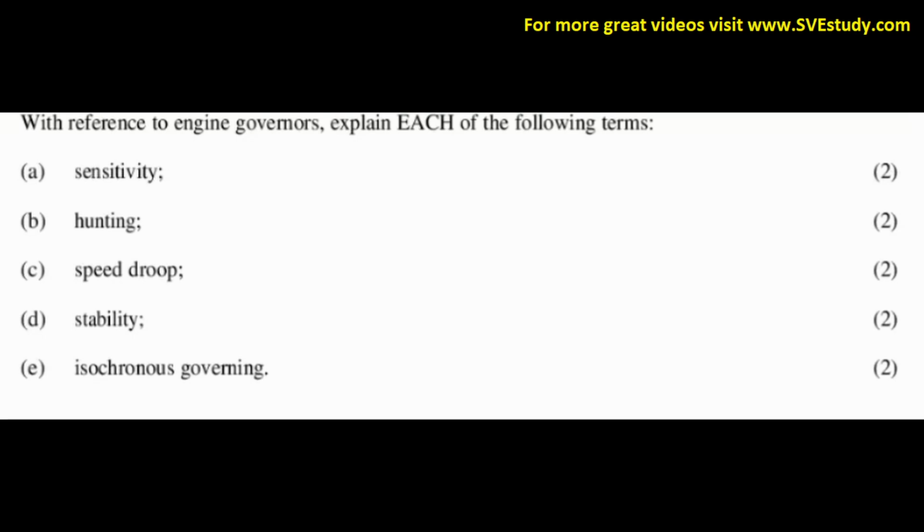With reference to engine governors, explain each of the following terms. A. Sensitivity. B. Hunting. C. Speed droop. D. Stability. E. Isochronous governing.